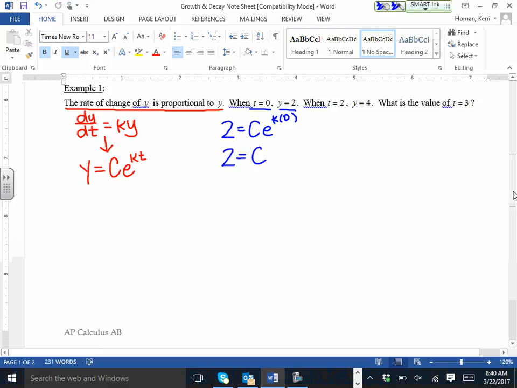Thinking back to your PERT days, what is that C standing for? The amount you start with. The amount you start with, okay? When you plug in 0, e to the 0 goes to 1 and you're left with C. So that C is the initial amount, if you will. Okay? So now we have y equals 2e to the kt. So now we can use the information when t is 2, y is 4.